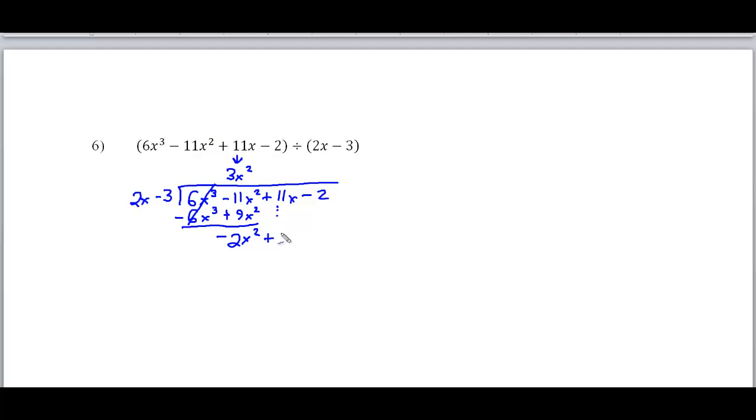Bring this down, 11x. Now we ask ourselves, what do I have to multiply my 2x by to make it look like a negative 2x squared? And negative x is the answer. Negative x times that is negative 2x squared. Negative x times this is positive 3x.